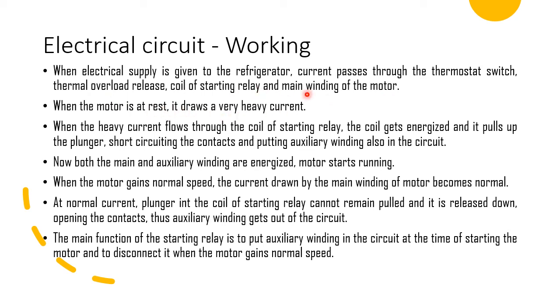The current flows only through the main winding of the motor, so heavy current flows through the motor, but it doesn't rotate. When the heavy current flows through the coil of starting relay, coil gets energized and pulls up the plunger, short circuits the contacts, and now the auxiliary winding or starting winding also is in the circuit. Current flows through this winding. Now both main and auxiliary windings are energized, motor starts running. When the motor gains a normal speed, the current drawn by the main winding becomes normal. So the plunger in the coil of starting relay cannot be pulled and it is released down. Thus opening the contacts. So thus auxiliary winding gets out of the circuit.